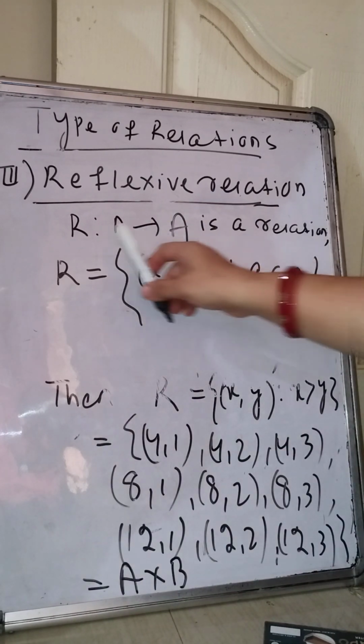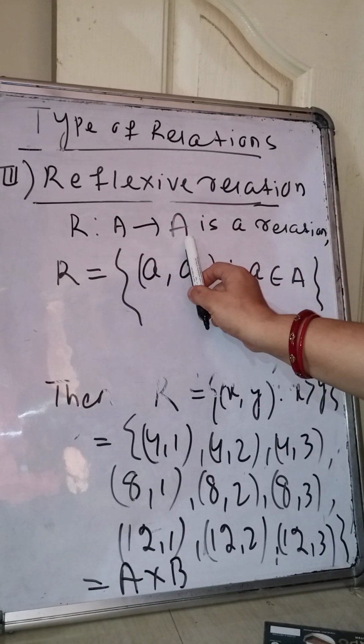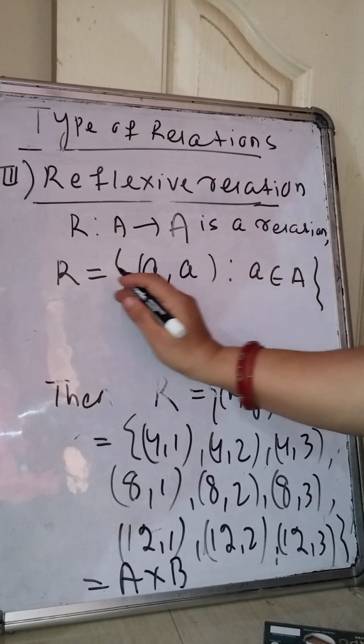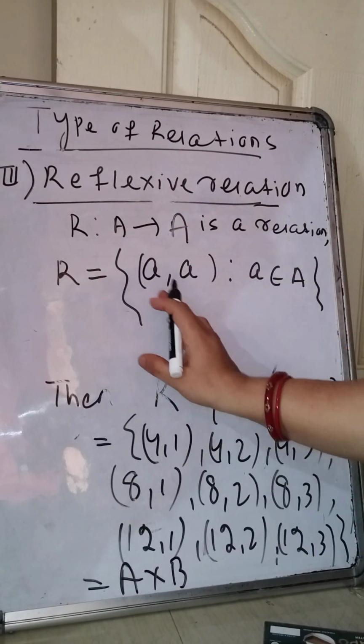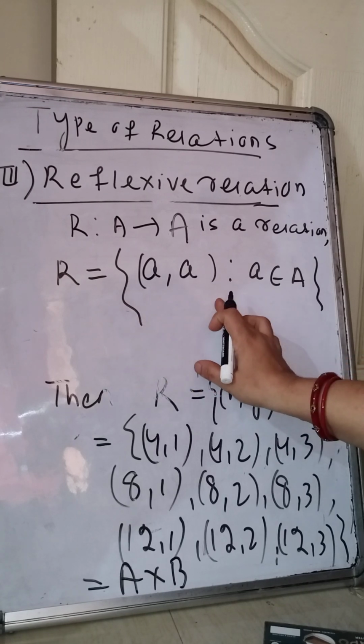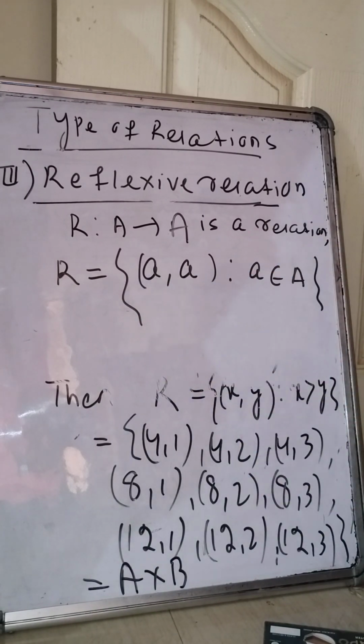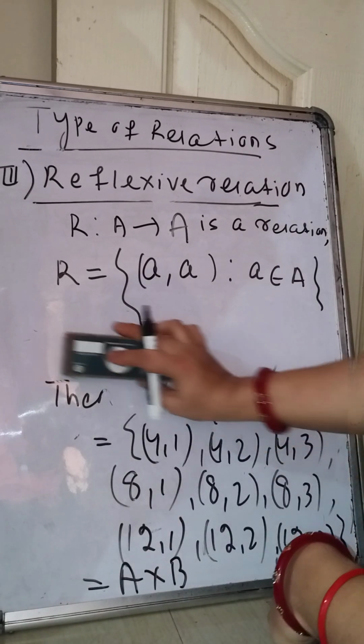Means a relation R from set A to set A, in other words a relation R on set A, is a reflexive relation if the ordered pairs will be like this: A is related to A. Each element is related to itself. Then this type of relation is called reflexive relation. It will be more clear through examples. So let us consider an example of reflexive relation.